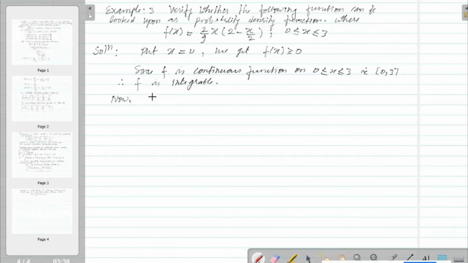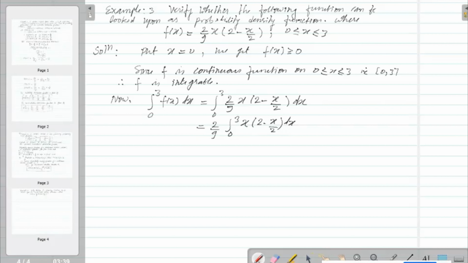Now we find the integral from 0 to 3 of f(x) dx. f(x) is the function 2/9 x(2 - x/2), times dx. 2/9 is a constant, so take it outside the integral. The integral from 0 to 3 of x(2 - x/2) dx equals 2/9 times the integral from 0 to 3 of (2x - x²/2) dx, just multiplying inside.